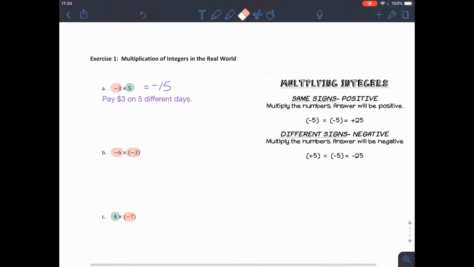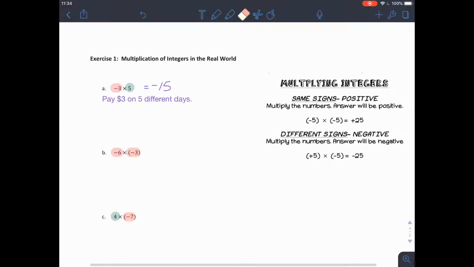You can try doing the same thing with B and C. Try both to use our multiplication rules to find your answer, and try to write a sentence that would explain what this problem means in real life. You can pause the video now and try on your own.